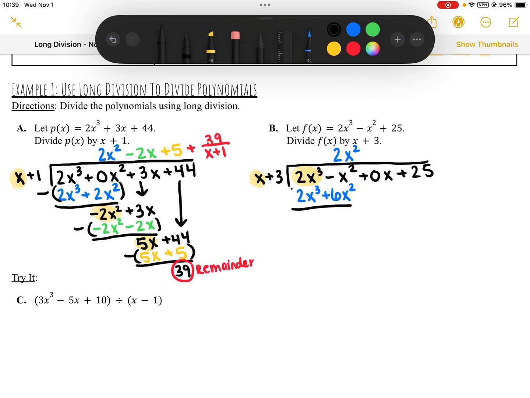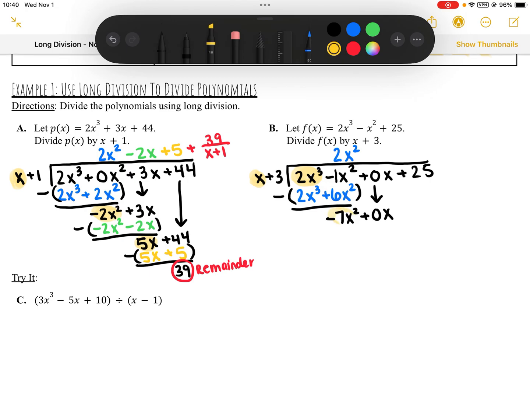From here, I need to go and subtract. 2x cubed minus 2x cubed gives me 0. Negative x squared, and that's a negative 1x squared, minus 6x squared gives me negative 7x squared. I'm going to bring down my next term, which is 0x.